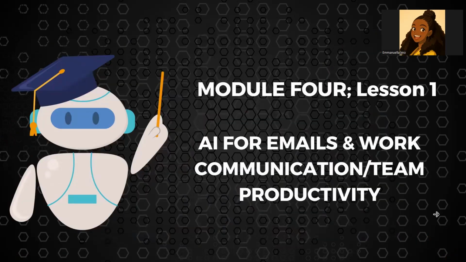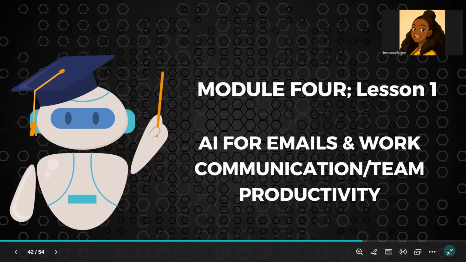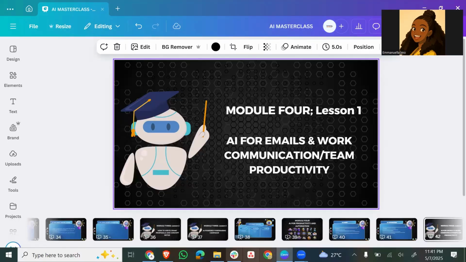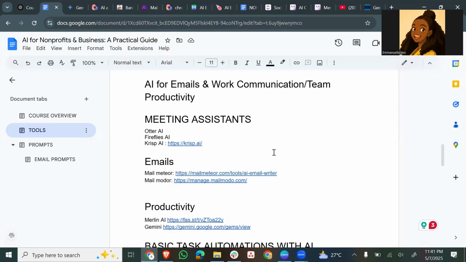And so let's quickly go into how you can leverage AI for emails, work communication, and also team productivity. You want to ensure that every member of your team is as productive as possible and leaving behind every manual task or any task that really takes time and does not require human input. There are some tasks like that within your organization, and you can automate some of them using these tools that I'll be sharing with you today.